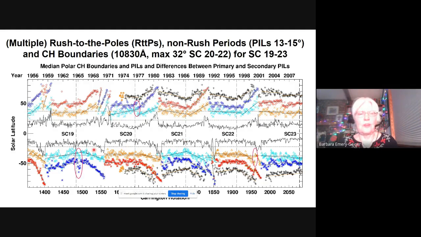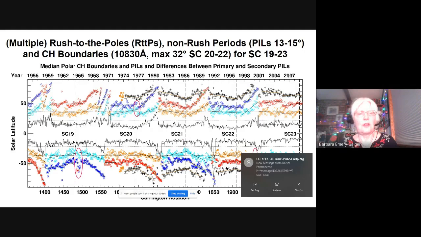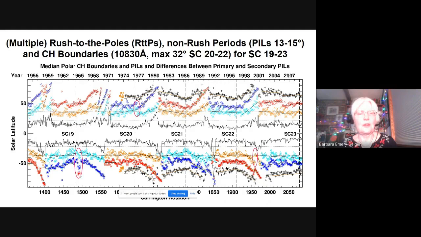So the other thing that was kind of bizarre is there's this increase toward the poles over about 8 Carrington rotations in the southern hemisphere right before it rushed to the pole. And I have no idea why that is there, and I won't look at it anymore. So now we're going to go look at the next one.